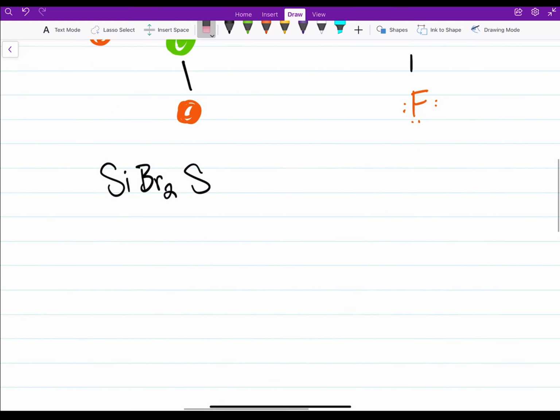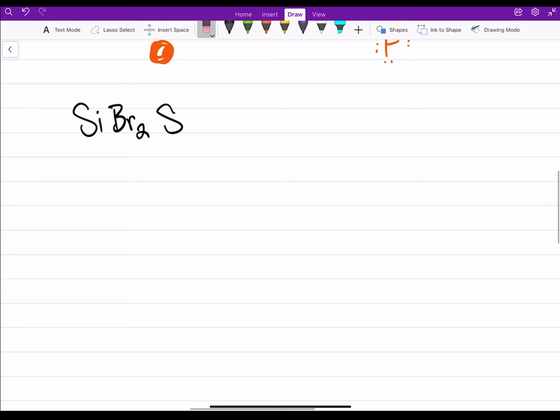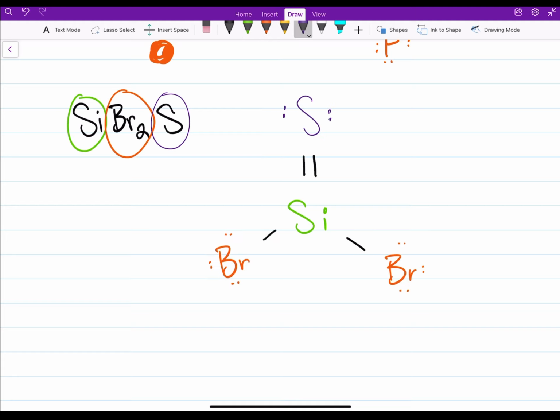Let's look at our last example. SiBr2S. So, color coordinating, I'm going to use green for Si because that's going to be our central. I'll use orange for Br2, and then I will use purple for our S. Silicon is going to go in the center, and this is going to make a trigonal planar shape here. And so our trigonal planar shape looks somewhat like this.